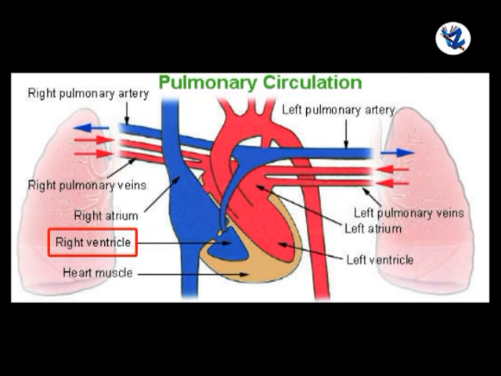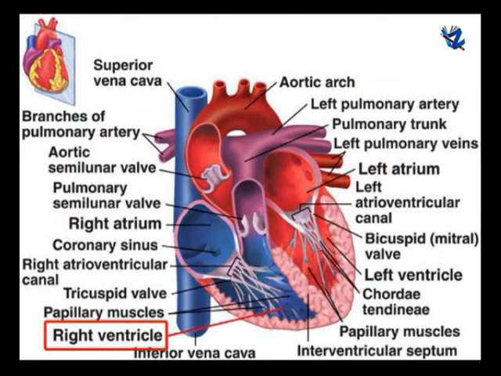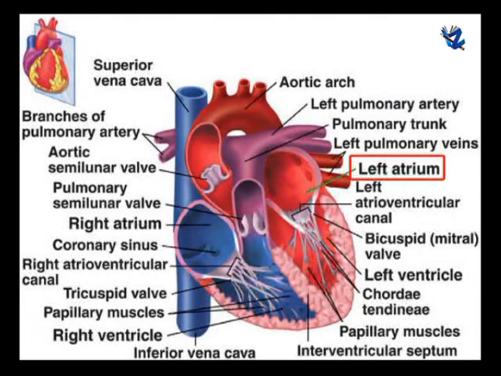Pulmonary circulation. The course of blood from the right ventricle to the left atrium through the lungs is pulmonary circulation. The right ventricle pumps deoxygenated blood into the pulmonary trunk, which carries it to the lungs for oxygenation. The oxygenated blood from the lungs is brought to the left atrium by 2 pairs of pulmonary veins.